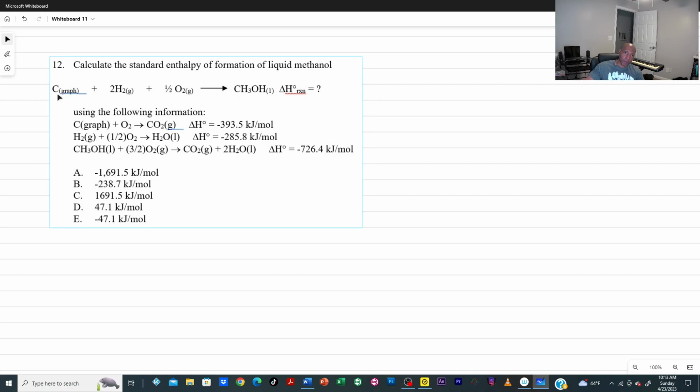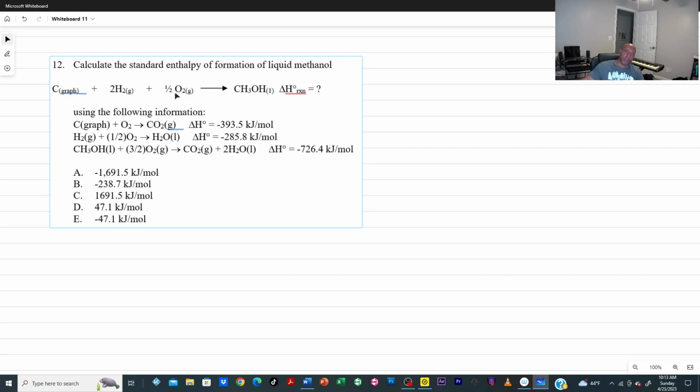So what am I saying by that? Now, notice in this reaction right here, I have carbon in the form of graphite plus H2 and O2, and it yields methanol. So this is the enthalpy of formation for methanol. Notice that I have a 1 right there, and even if I have to have fractions on the reactant side, it doesn't matter.